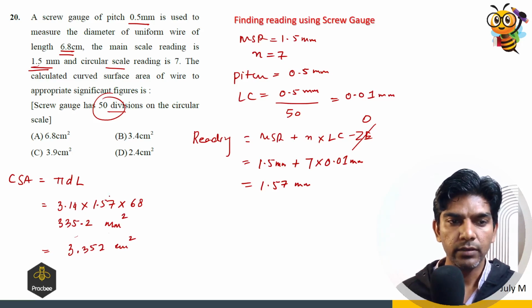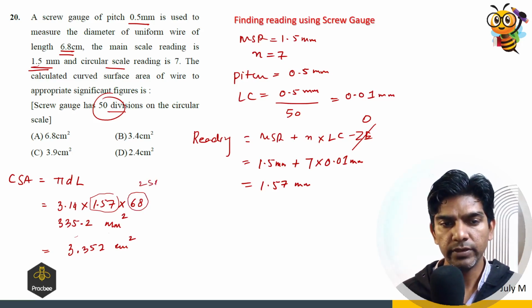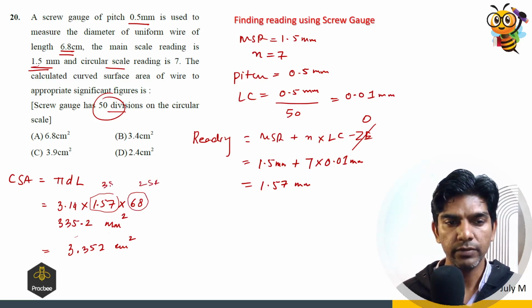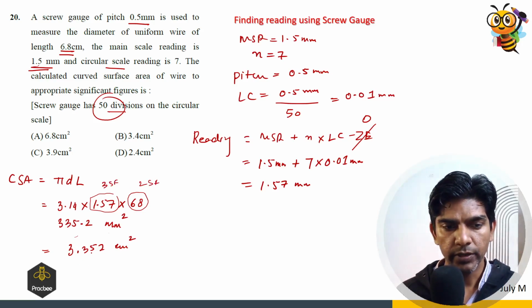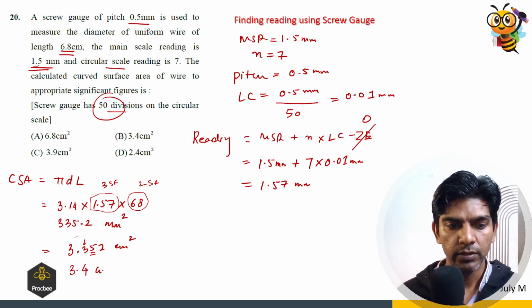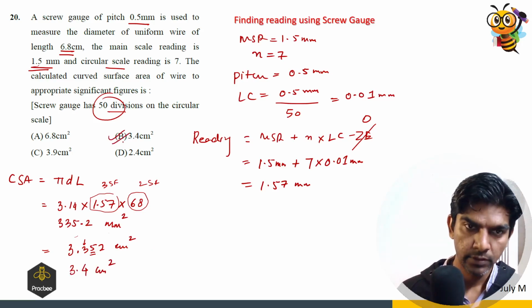And if you look at 1.57 and 68, 68 has two significant figures, 1.57 has three significant figures. So we'll round off the answer up to two significant figures. So here we have 5, and this is an odd number, so this will become 3.4 square centimeter. So option B is the right answer.